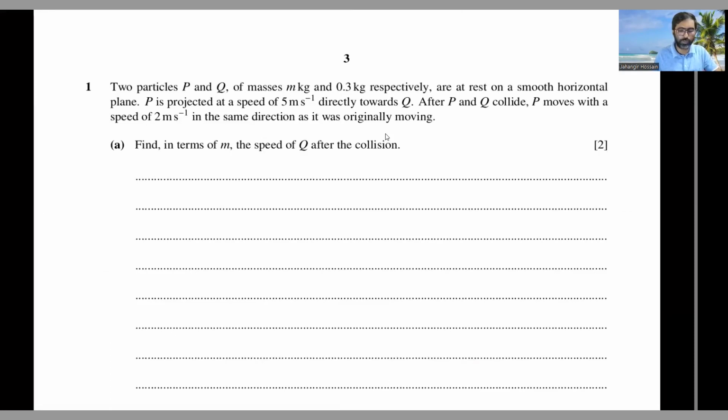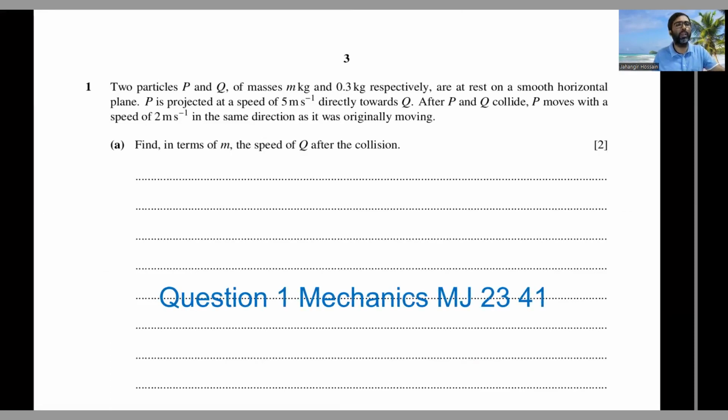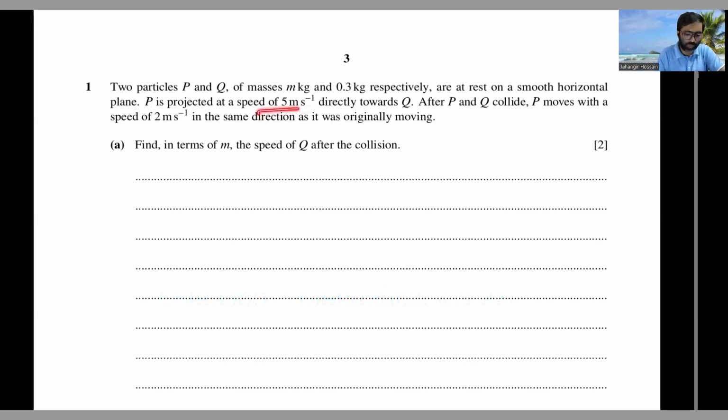Question number one. Two particles, P and Q, of mass m kg and 0.3 kg respectively, are at rest on a smooth plane. P is projected with speed 5 meters per second directly toward Q. After P and Q collide, Q moves with speed 2 meters per second in the same direction as it was originally moving. Find the speed of Q after the collision in terms of m.